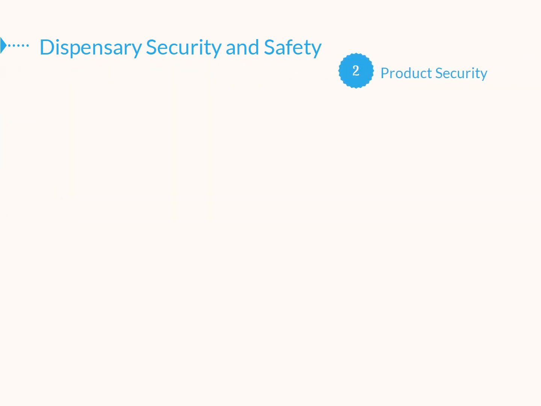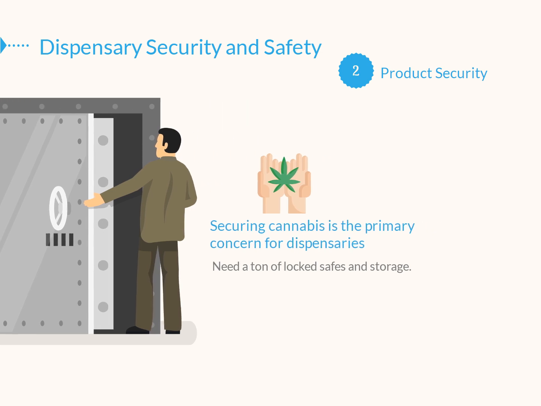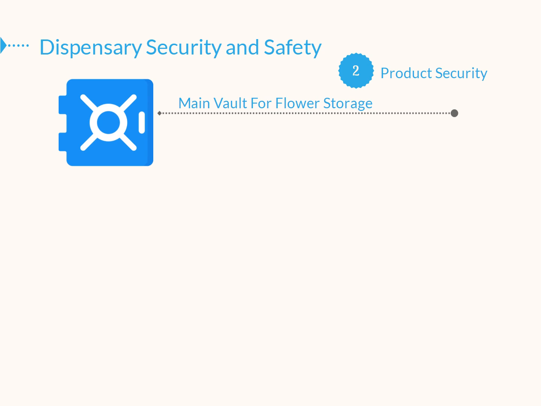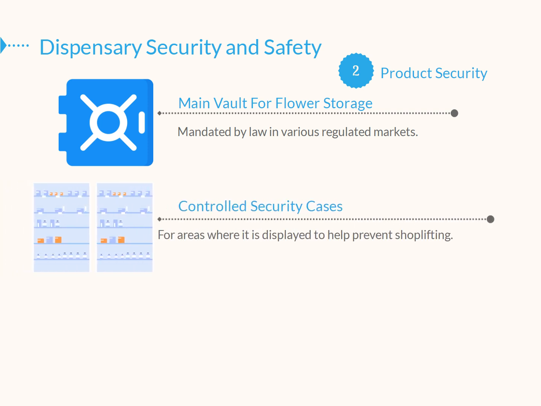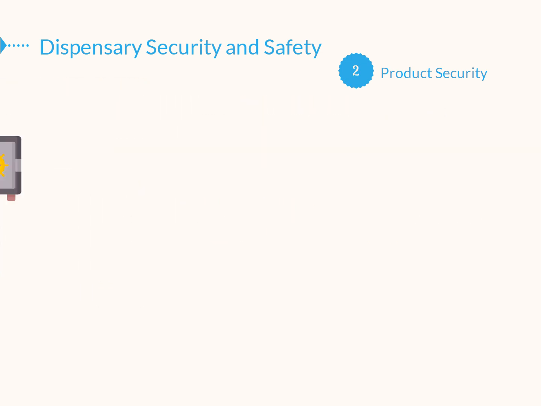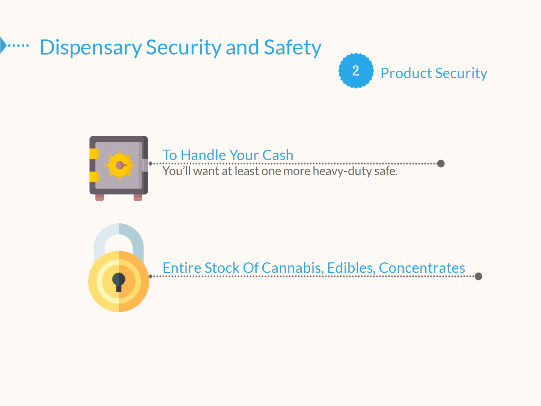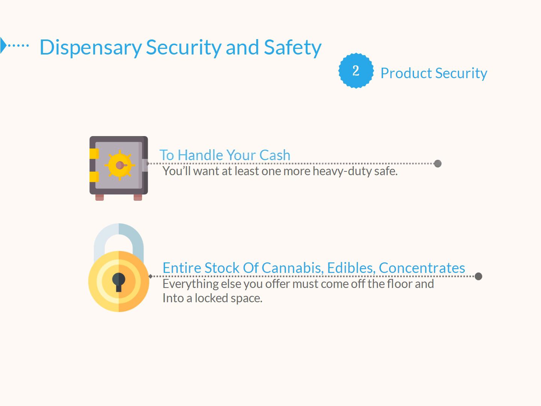2. Product security. Securing cannabis is the primary concern for dispensaries. You're going to need a ton of locked safes and storage. You'll want to have a main vault for flower storage, mandated by law in various regulated markets, and controlled security cases for areas where it is displayed to help prevent shoplifting. Consider investing in shatter-resistant glass as well. To handle your cash, you'll want at least one more heavy-duty safe. At the end of the day, your entire stock of cannabis, edibles, concentrates, and everything else you offer must come off the floor and into a locked space.